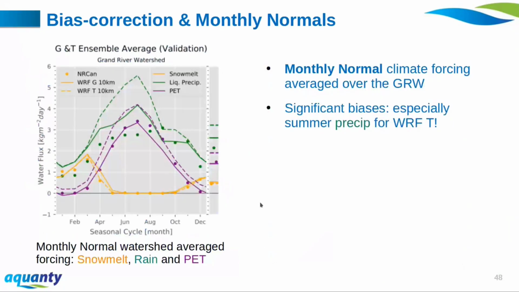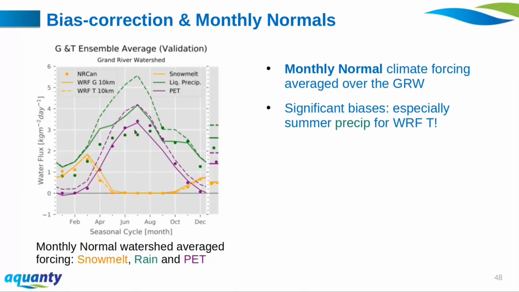So this is the average, like this is the monthly normal seasonal cycle over the Grand River watershed. So similar to the figure I've shown before, the colors are the same. So green is precipitation. The dots are the observations, and the solid and dashed lines are the two different WRF ensembles. Especially one of them has a huge precipitation bias in summer, right? This is insane. Like, this is a precipitation bias, it's almost a factor of 2. And the other one has about 30% bias. And these numbers are not unusual. Climate models have biases that can be in that range.